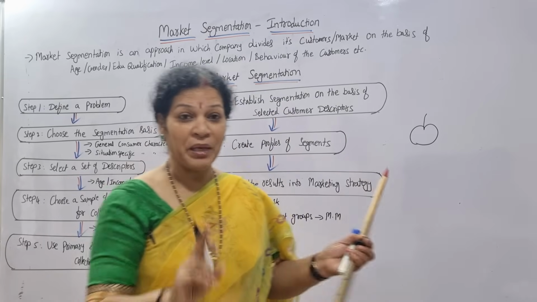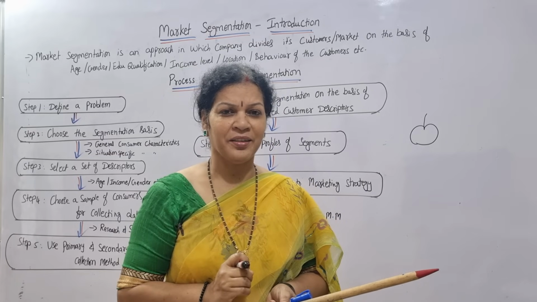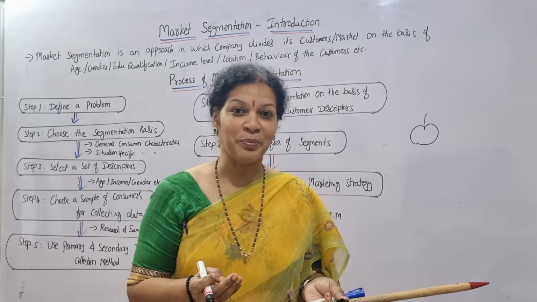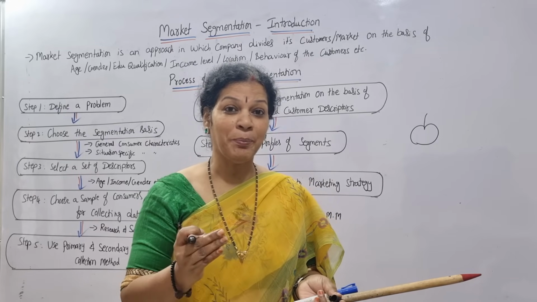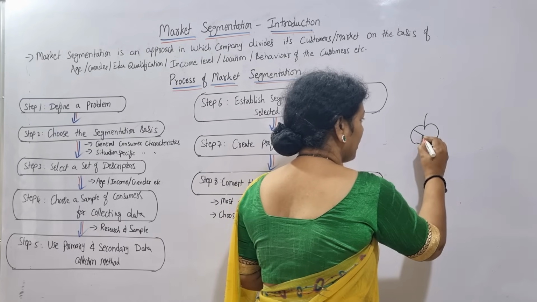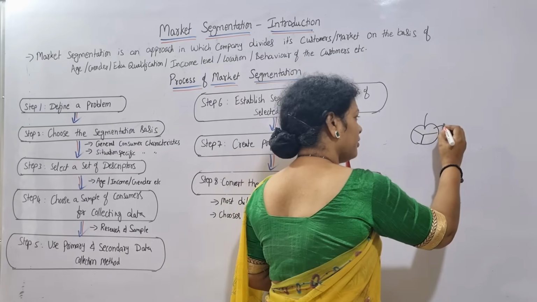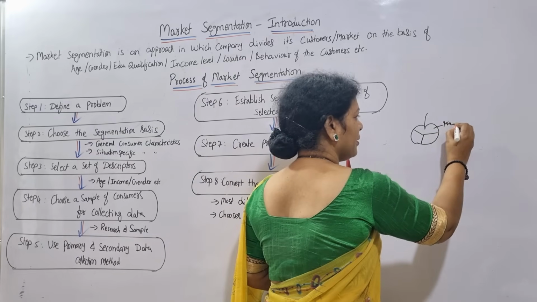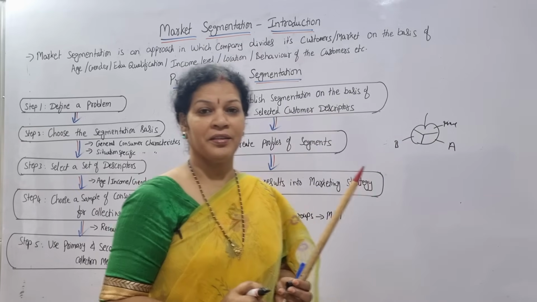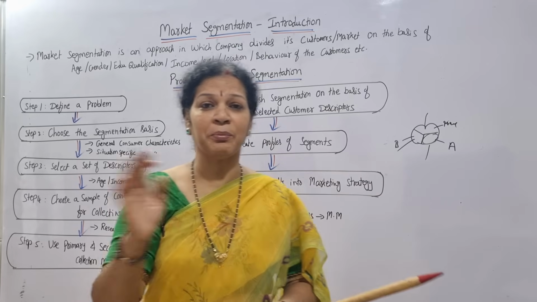I am having one apple. Two of you have come to me and I have to offer you this apple. I cannot eat it simply, so I'm giving a part of the apple. I'll make this apple into three parts. One is mine, and these are two of you, A and B. This is segmentation. Any part you can call a segmentation.